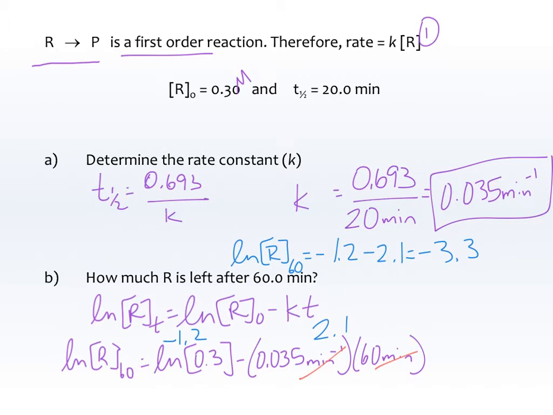So the inverse of natural log is e to the power of. So in order to cancel out the natural log here, I'm going to take e to the ln of R, and the e and the ln, those cancel out, equals e to the negative 3.3. So on your calculator, inverse natural log is a little e, and it should be just above the natural log button. And so R is equal to 0.037 M.